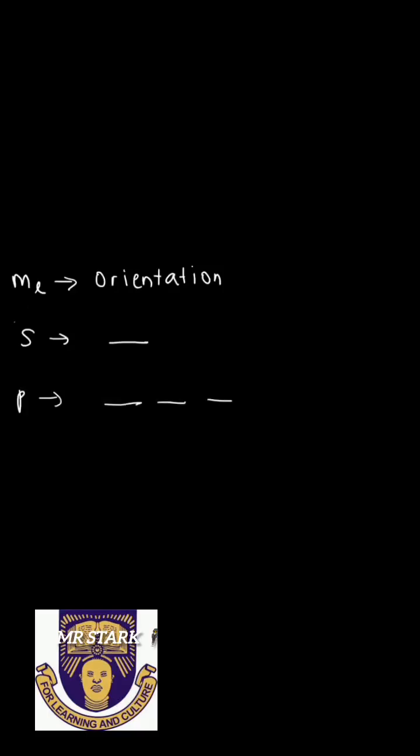Now, for s, we know that L is 0. For p, L is 1. mL will always vary between negative L and L. So in this example, L is 0, so mL has to be 0. Now for p, L is 1, so mL is going to vary between negative 1 and 1, including 0. So notice that mL describes each orbital in the p sublevel. The p sublevel has 3 orbitals.